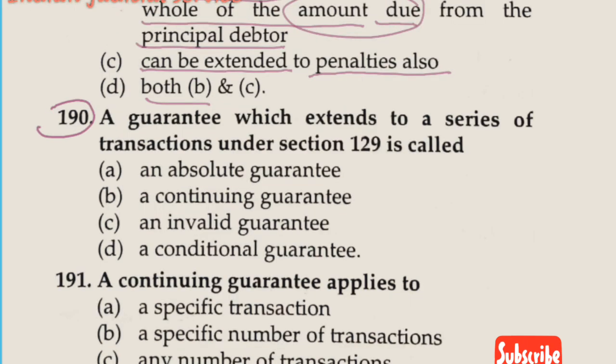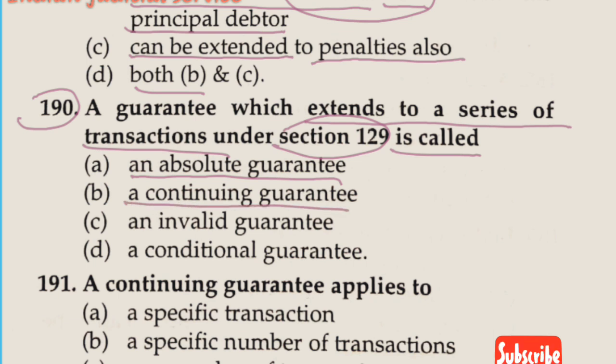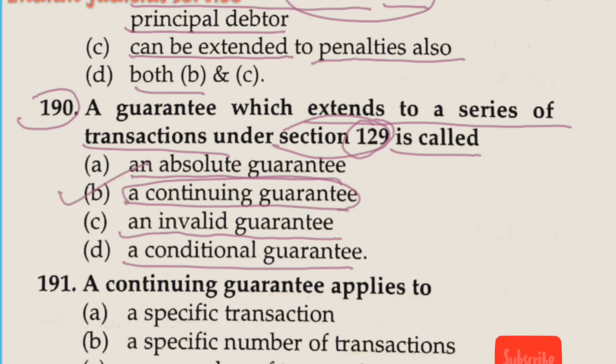Question number 190. A guarantee which extends to a series of transactions under section 129 is called. So section 129 deals with continuing guarantee. Continuing guarantee means a guarantee which extends to a series of transactions. Now option A, an absolute guarantee, option B, continuing guarantee, option C, an invalid guarantee, and option D, a conditional guarantee. So section 129 deals with continuing guarantee. So the answer to this question is option B.